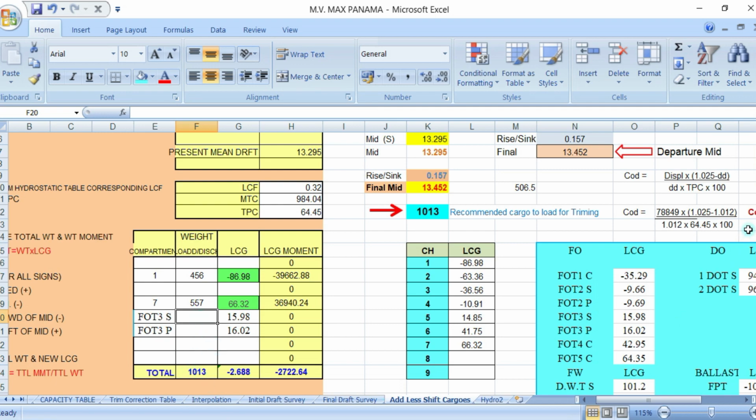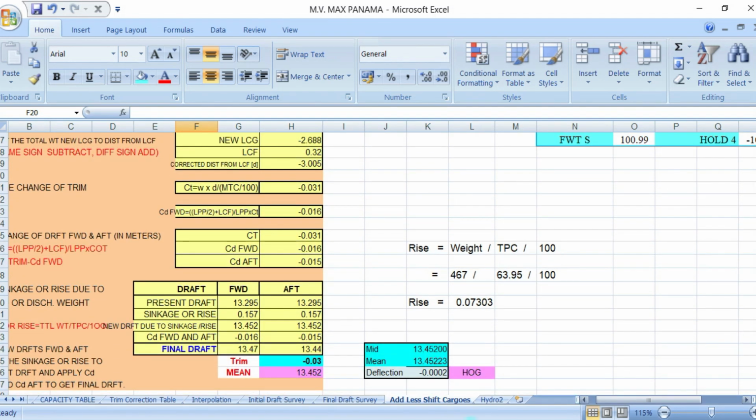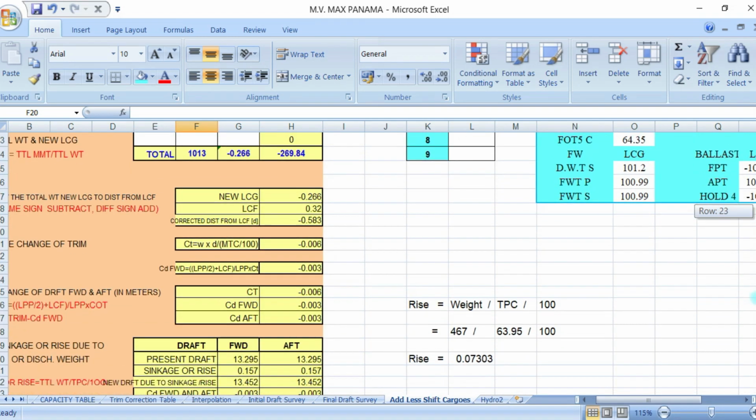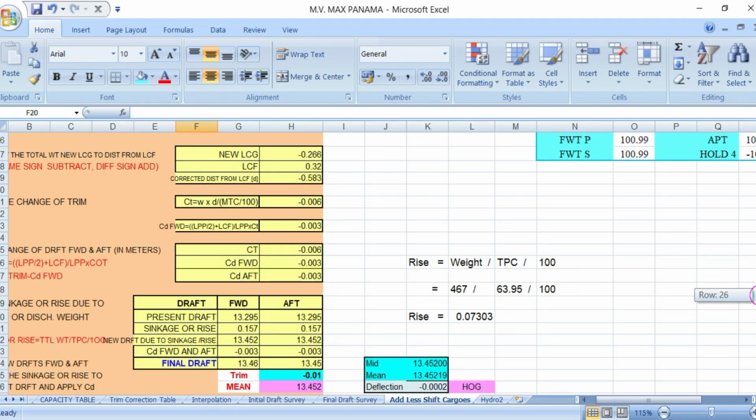Okay. Same cargo, 1013. And you now trim by the head by 3 centimeters. Okay. Little more. Take out 20. You take out 450, 440. 573. Then 13. So 1 centimeter. Trim by the head 1 centimeter.